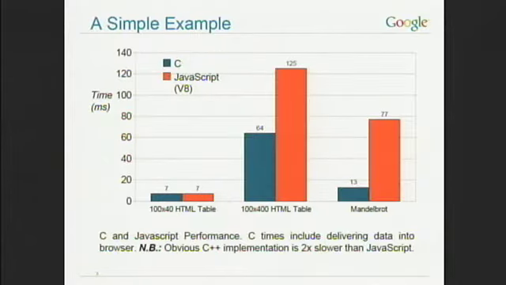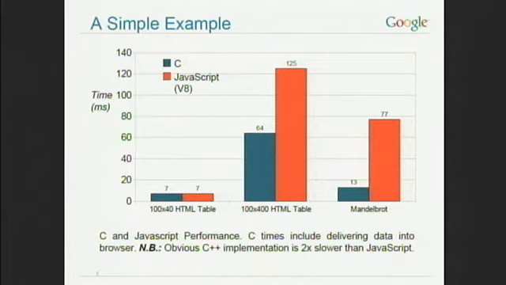Now, these are informal numbers, but just to point things out, a 100 by 40 HTML table is actually a pretty good sized table. And if you're looking at V8, then the JavaScript is actually pretty darn competitive with the C. In my informal measurements, I was having a hard time getting a consistent difference. Now, there is quite a bit of variance from run to run, and I'm not going to take the time to go into the details of why.